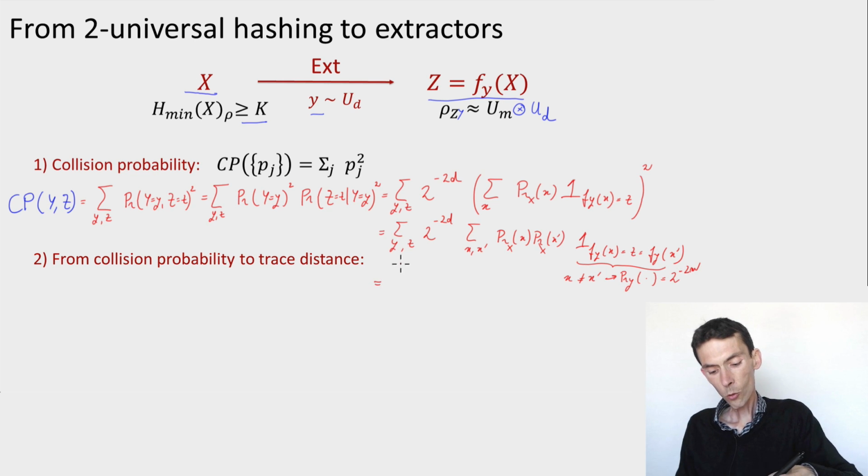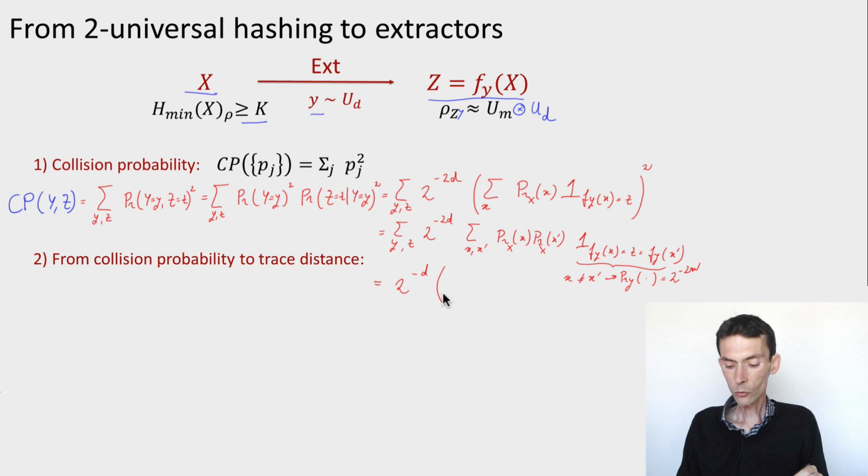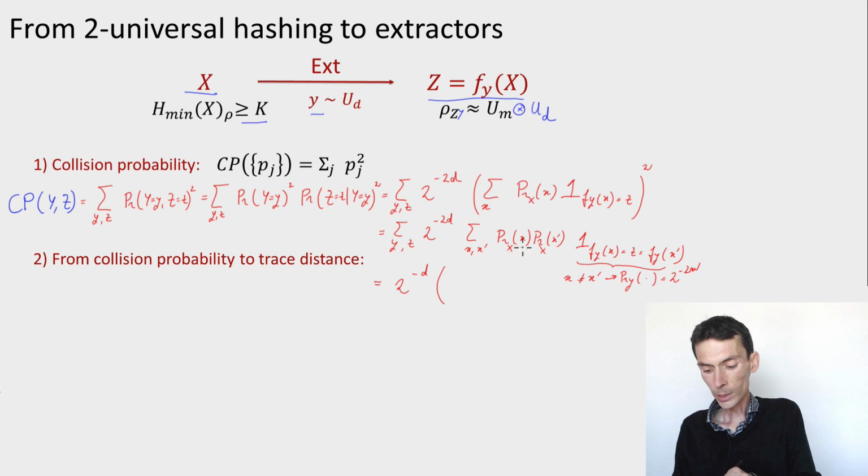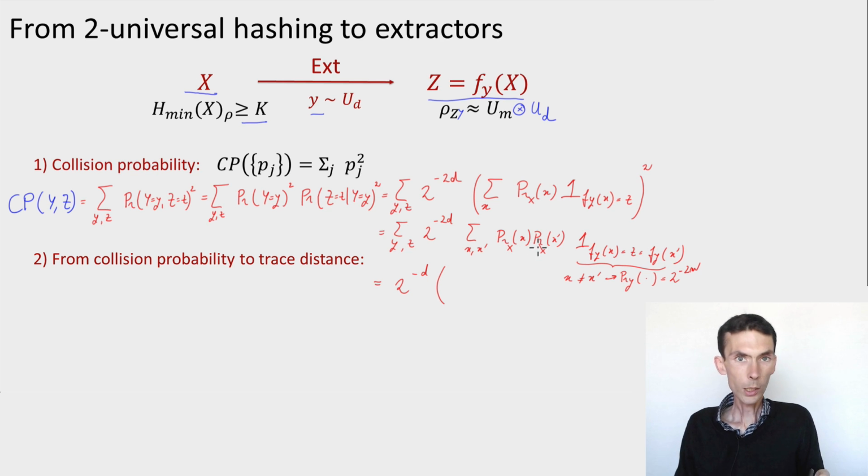When I sum over all y's, there's 2 to the d possible y's, so I'll get 2 to the minus d times. The first term is the term that corresponds to x equals x prime. So this will be probability of x squared. So that's the collision probability of x. And what you can show is that because the min entropy is at least k, the collision probability can be bounded by at most 2 to the minus k.